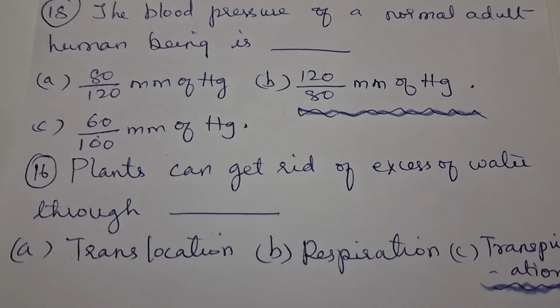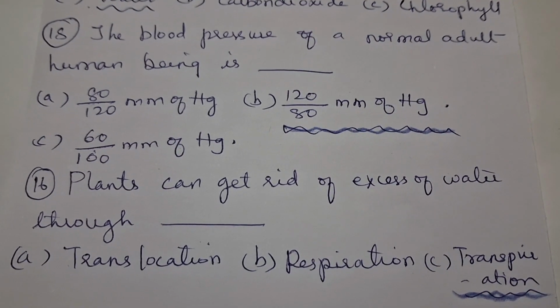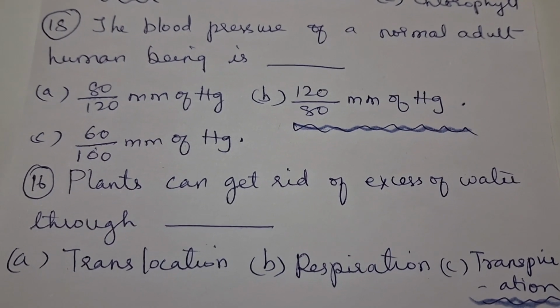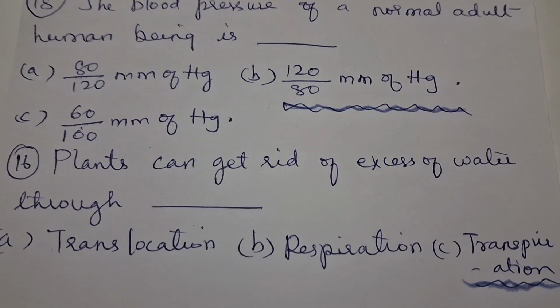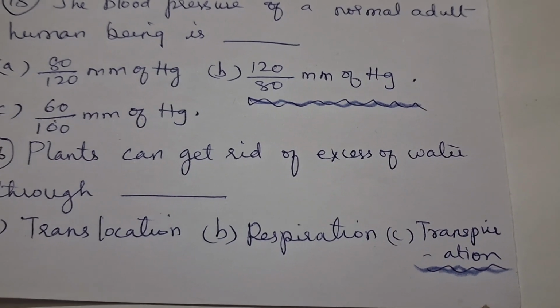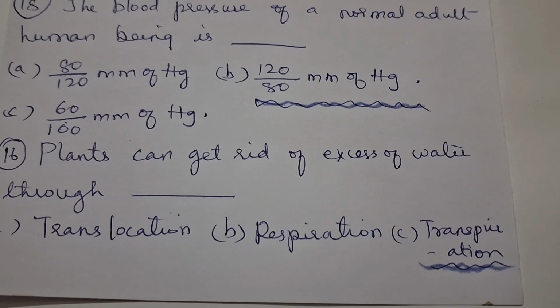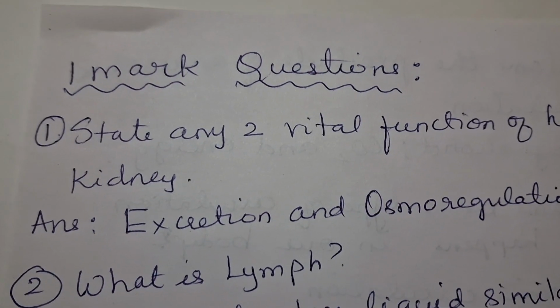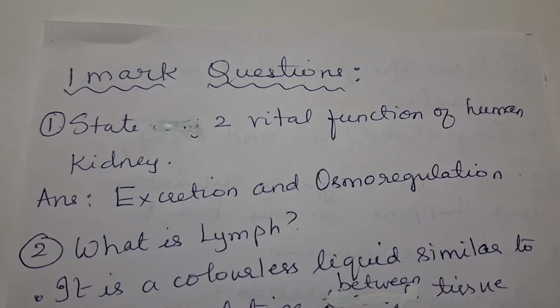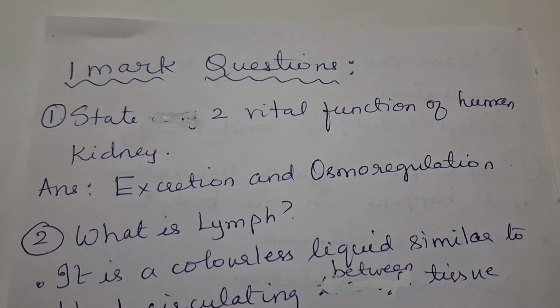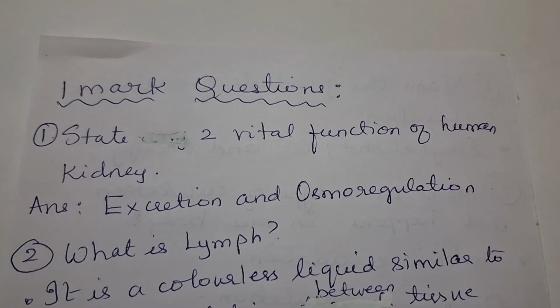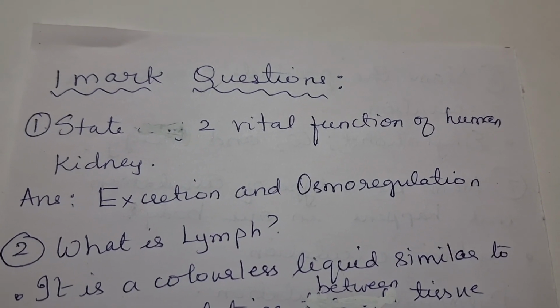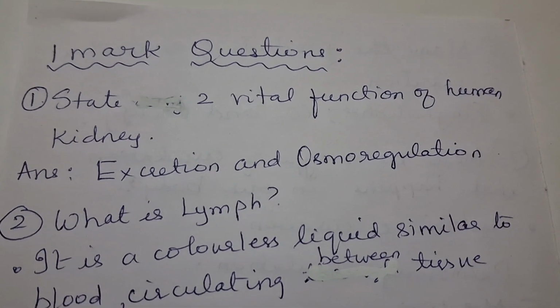B is our answer. Plants can get rid of excess water through dash. Translocation, respiration, transpiration. So the answer is transpiration. The next is 1 mark questions. State 2 vital functions of the human kidney. So excretion and osmoregulation. These are the two vital functions of the kidney.